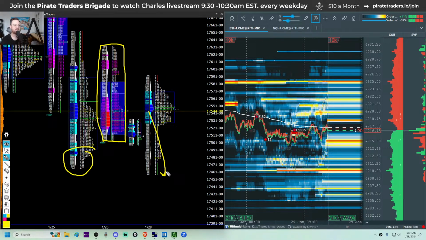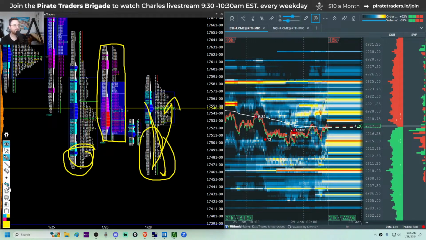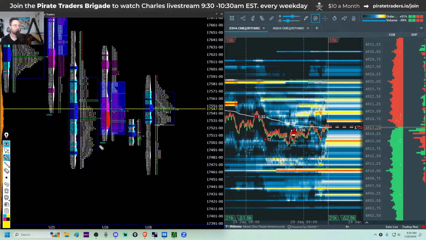But what happened this time? They didn't have to work so hard. They didn't have to spend so much time and bring in so much volume down there. Look at how thin it is. Very little time, very little volume. This time around, as soon as they poked down there, the buyers instantly stepped in. So that tells me that is very good, strong support.